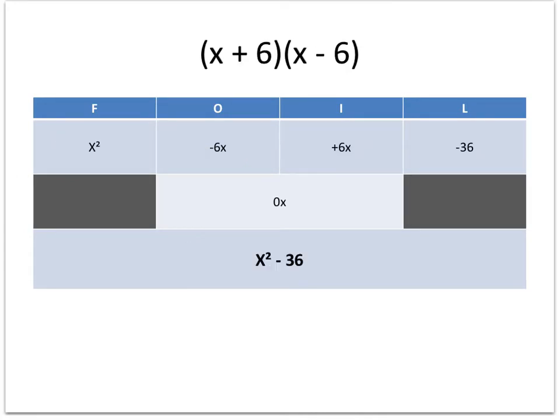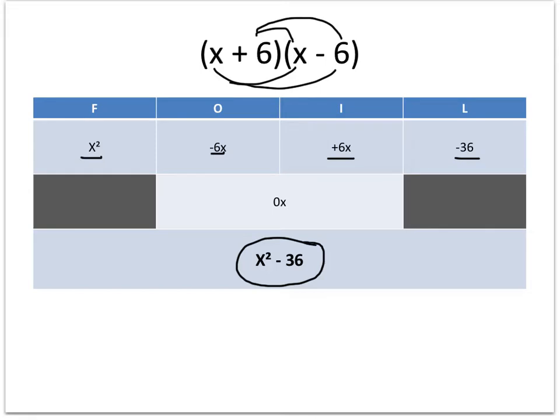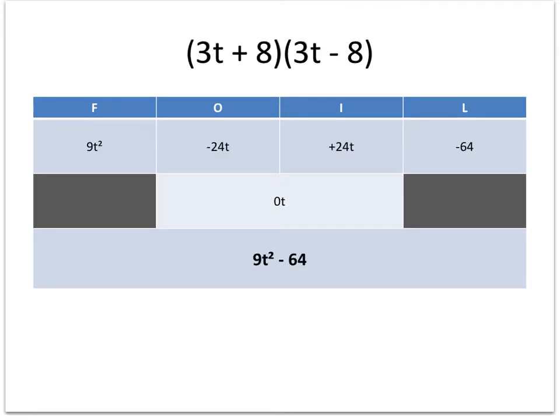Here's another one like that. X plus 6, x minus 6. You can know right away that the middle term is going to cancel out. X times x gives us x squared. X times minus 6 is minus 6x. 6 times x is positive 6x. And positive 6 times negative 6 is negative 36. The middle terms cancel out, and we're left with x squared minus 36.